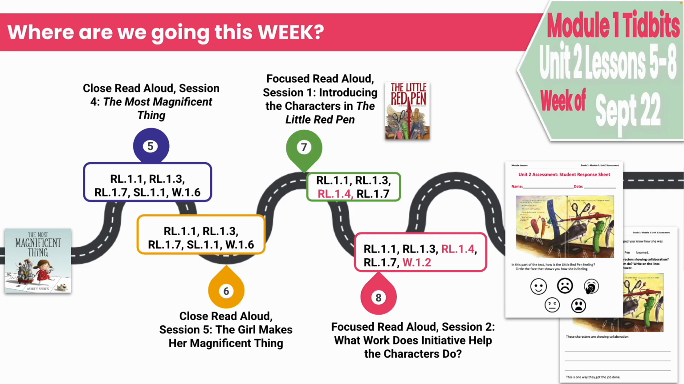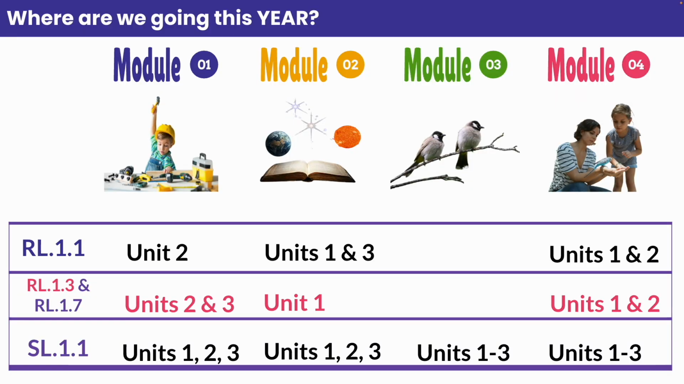We continue working on the reading literature standards from last week, but we also begin focusing on RL 1.4 and W 1.2 in these lessons. The work students are doing this week focuses on RL 1.1, RL 1.3, RL 1.7, and SL 1.1. Here you can see where RL 1.3 shows up in the learning targets throughout the year, and that's the standard that we're going to spend time unpacking again this week.